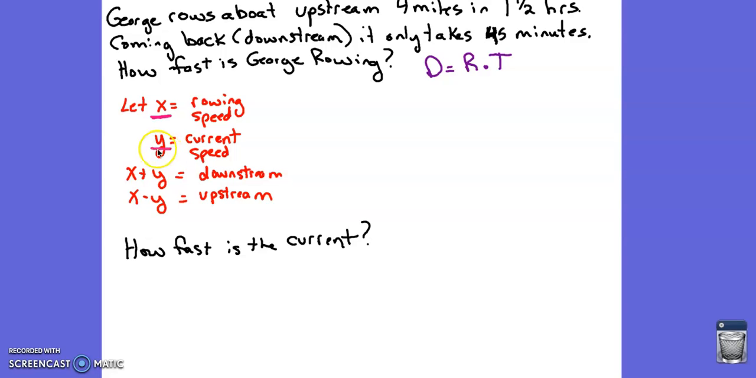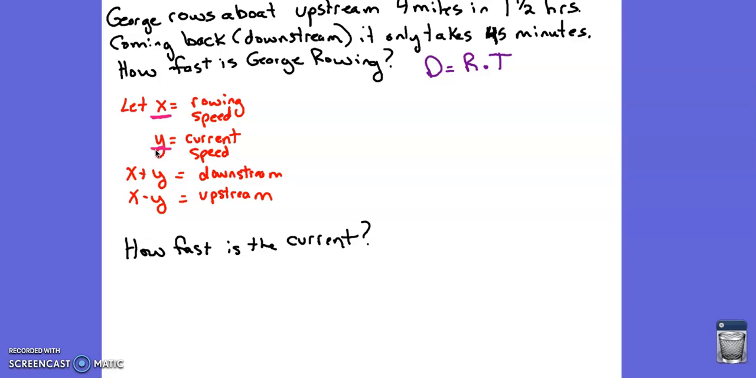And then, of course, I designated y as the current speed, the current of the river. And then notice downstream is x plus y, because if you're going downstream, you're working with the current. So that's why it's x plus y. And if you're swimming or rowing upstream, you're going against the current, which is harder. So it's going to be x minus y.